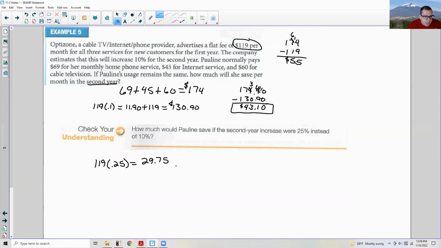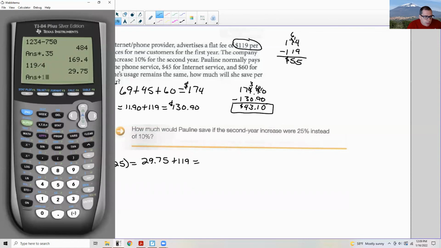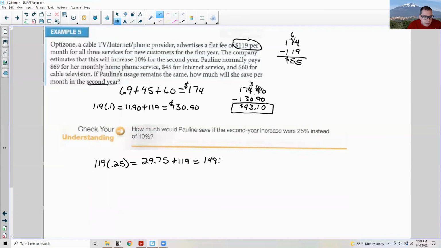$29.75 instead of $11.90. So then we're going to add that to the 119. So $29.75 plus 119 is $148.75. And she's spending $174 right now. So I need to subtract these to answer this question. And we're going to have to borrow from the dollar to get 100 pennies. 5, 9 minus 7 is 2, 7 minus 1, 13 minus 8 is 5, 6, 4.